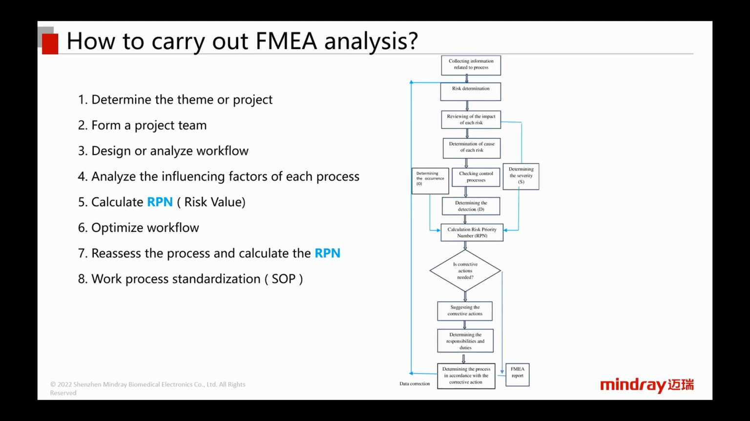Let's first have a look at this flowchart and steps 1 to 8 for a full FMEA analysis. It might look a little complicated, but the key is the highlighted term here, the RPN or risk value. I will explain it carefully just a little bit later. Right now, I will start introducing these steps 1 to 8 on the left side, step by step.